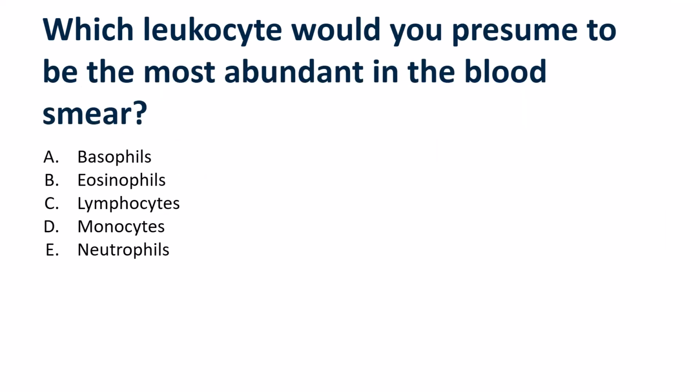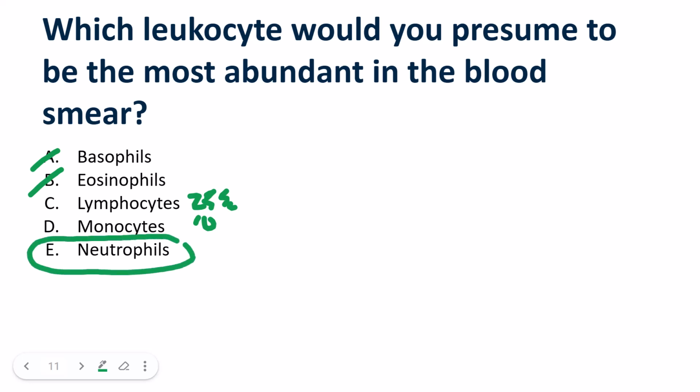So let's evaluate our knowledge. Which leukocyte would you presume to be the most abundant in a blood smear? Basophils, pretty rare. Eosinophils, pretty rare. Lymphocytes, fairly common, coming in at about 25%. So maybe monocytes, also pretty common, maybe about 10%, but overabundant is the neutrophils. They are the number one leukocyte that one can find in a typical blood smear.